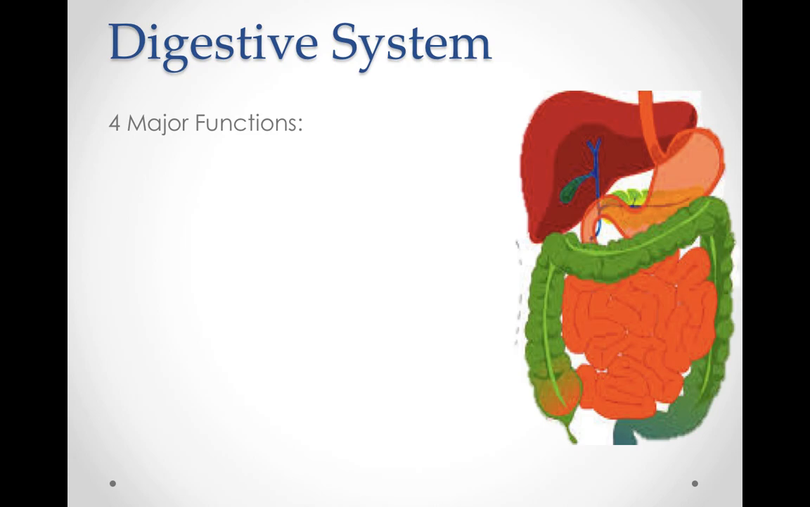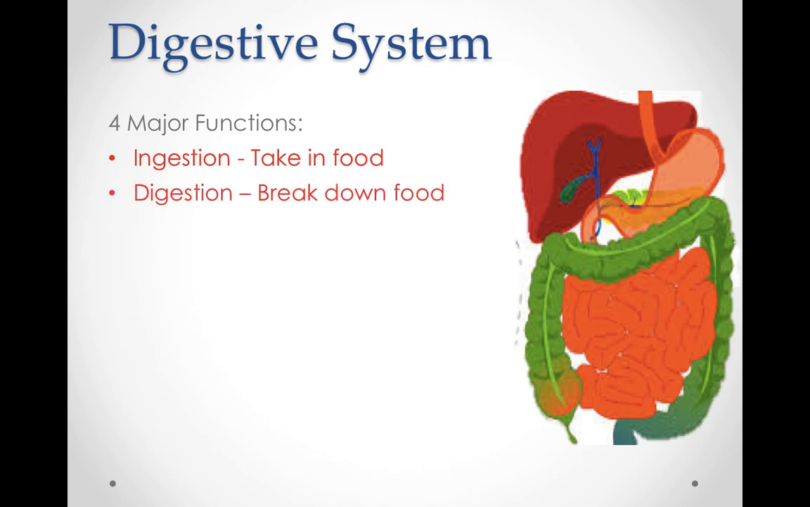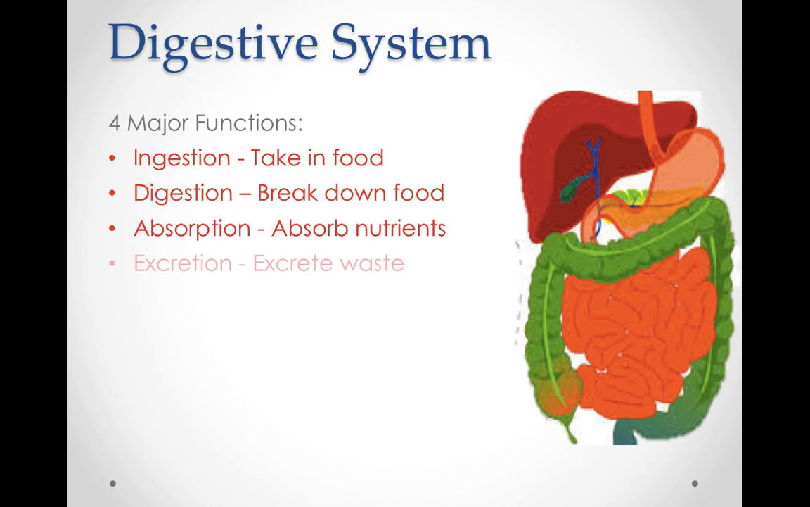So there are four major functions of the digestive system. The first one is ingestion. So that's actually taking food into our body. Next is digestion, which is the breaking down of that food. The next one is absorption. So we're absorbing the nutrients from the food. And last but not least, excretion, which means we're excreting the waste.